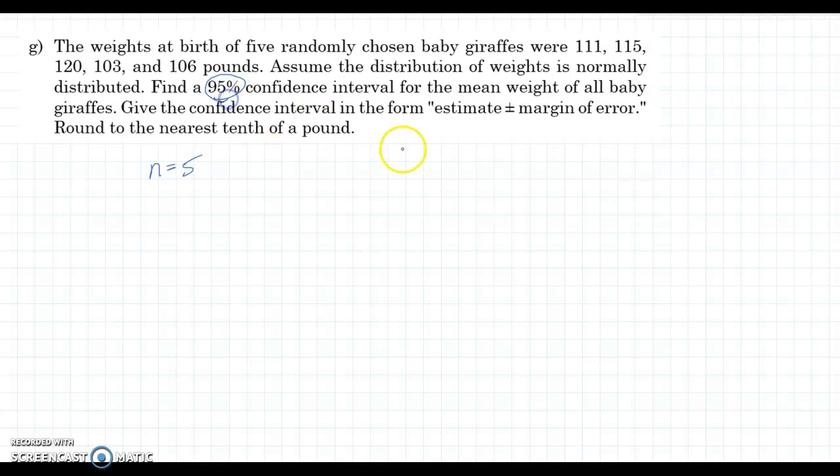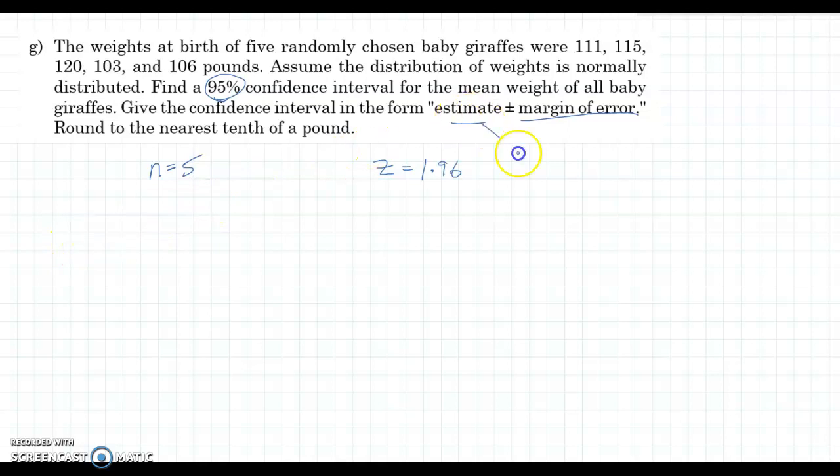Whenever you see a 95% confidence interval, Z is always going to be equal to 1.96. We're going to get a 95% confidence interval for the mean weight of all baby giraffes. Give the confidence interval in the form estimate plus or minus the margin of error, rounded to the nearest tenth. The estimate for the weight of all baby giraffes is just going to be the mean. We add up the 5 values and divide by 5, and then we get the margin of error.